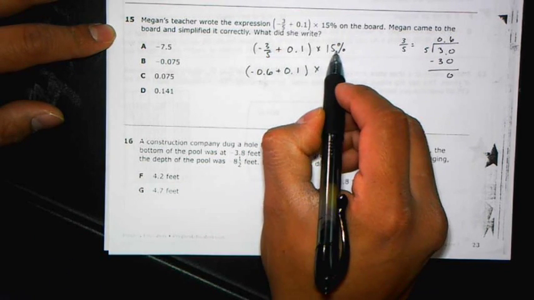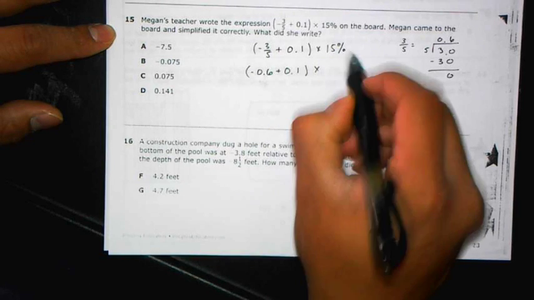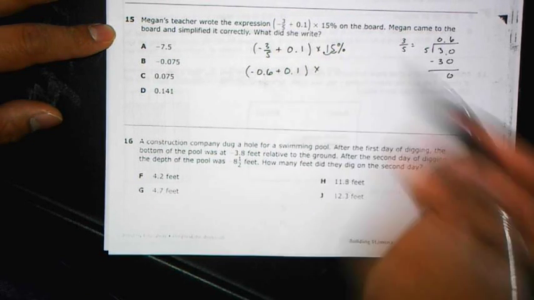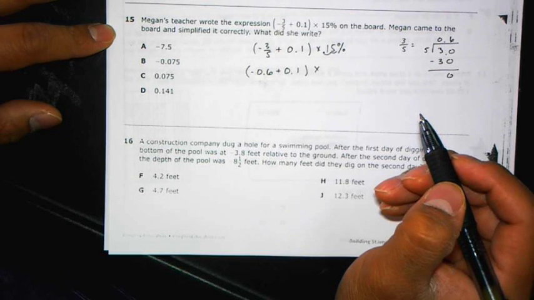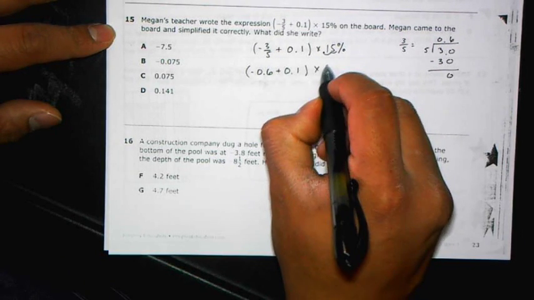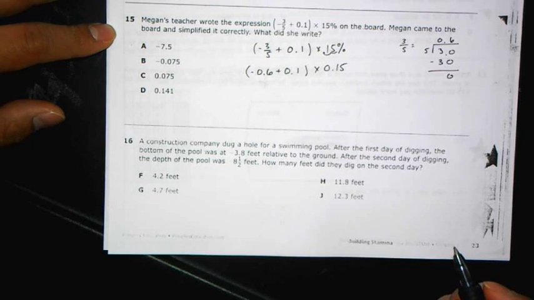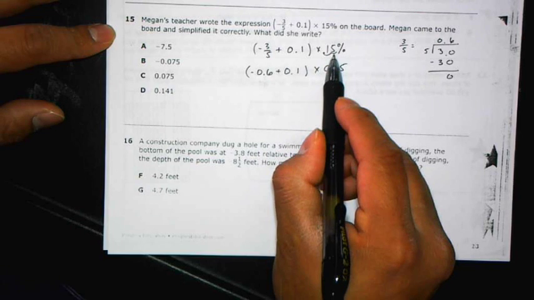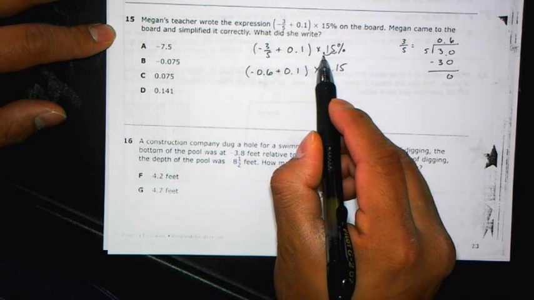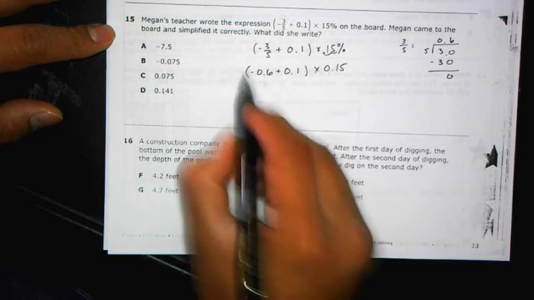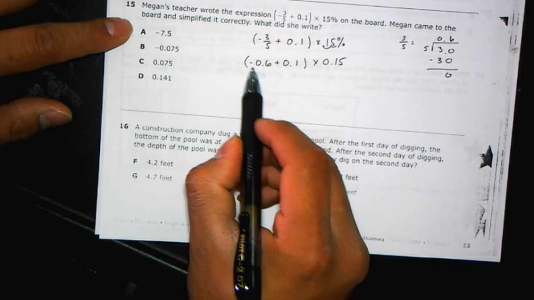Now the 15% as a decimal, we said that you gotta take this decimal space and bring it back 2 times so that you end up with 0.15. And again, you're bringing it back 2 times because you're dividing by 100. Okay, so now I have all of my decimals.